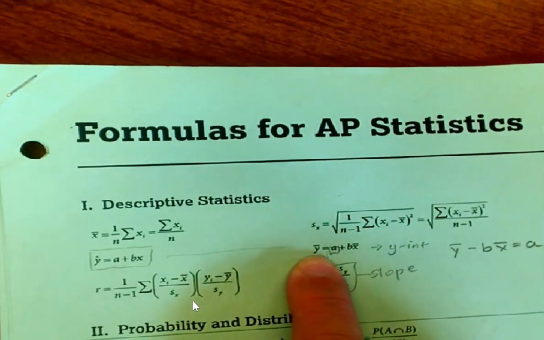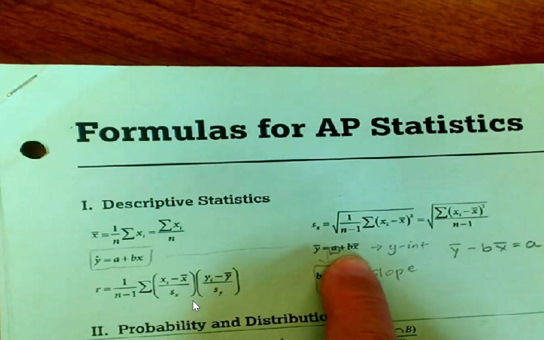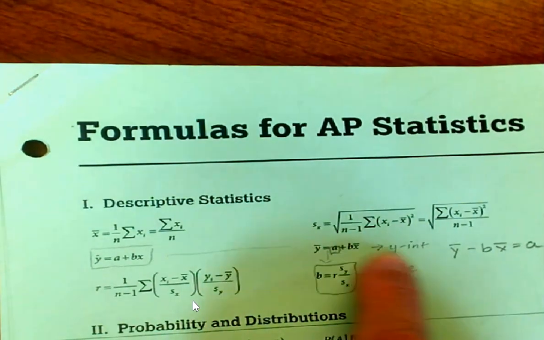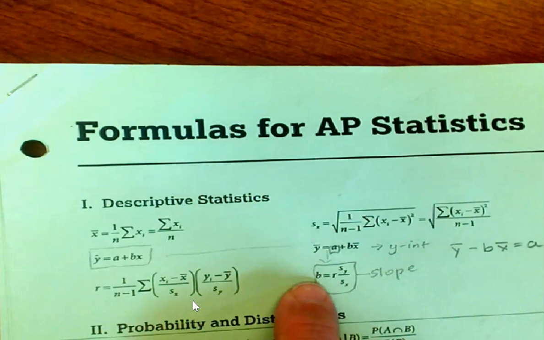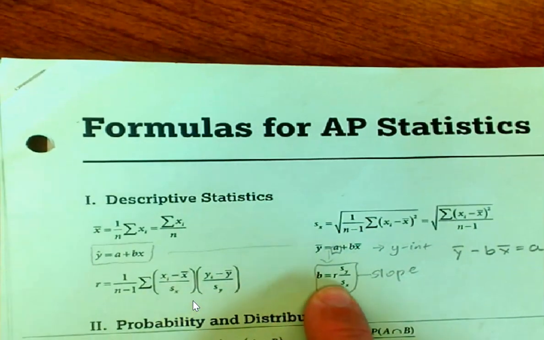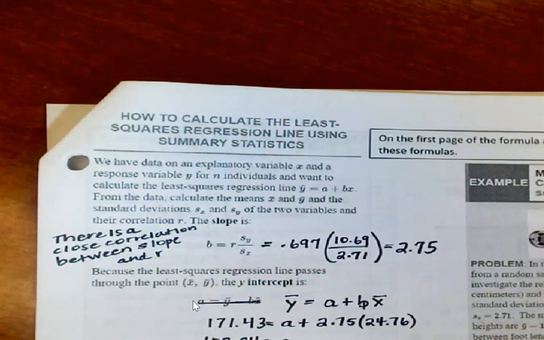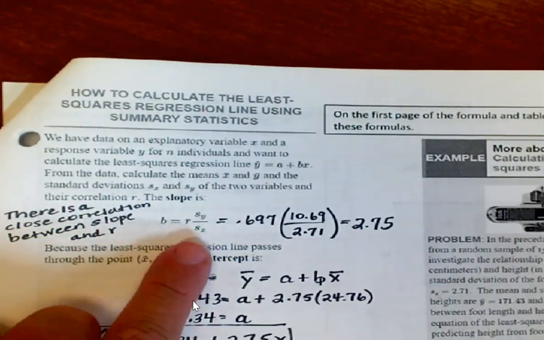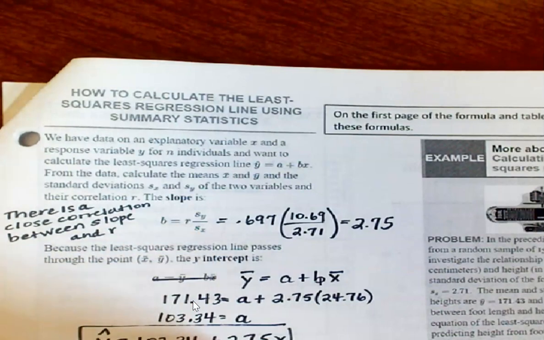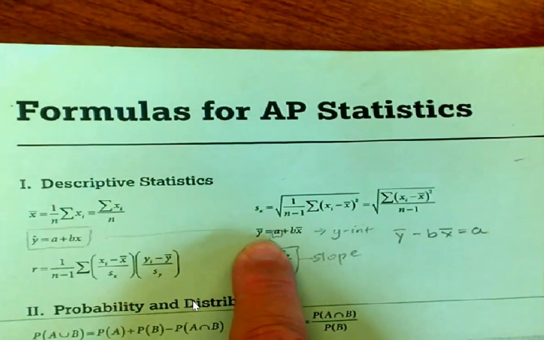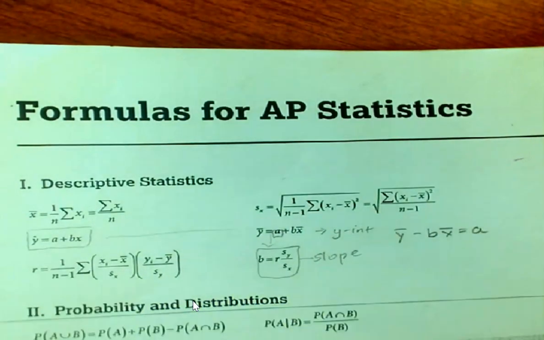So here's y hat. It's equal to a plus b x. And here's how you find the slope. If you look at this, b equals r, which is your correlation, times the standard deviation of the y's divided by the standard deviation of the x's. So you do want to go find that first. We're going to go through an example, and the way you can find a is by substituting in, so we'll talk about that with this example.